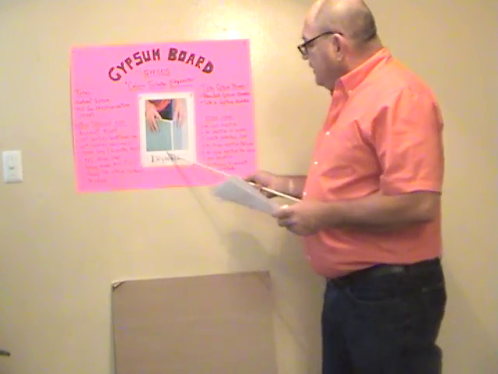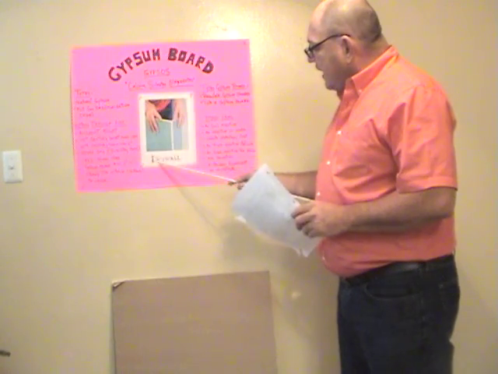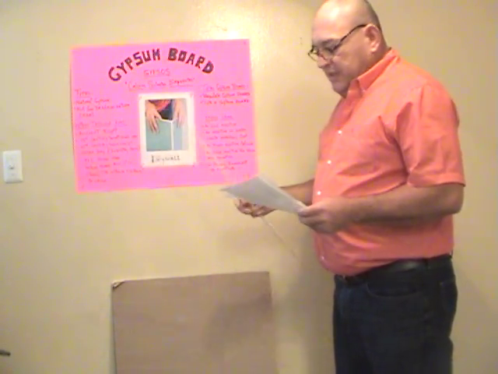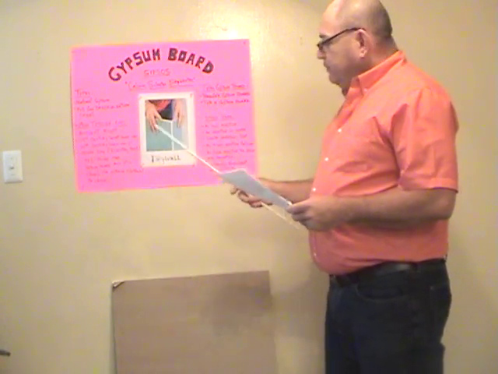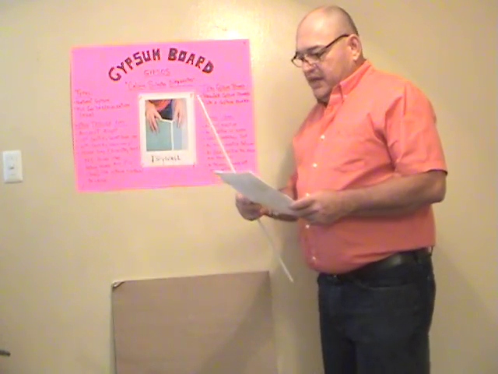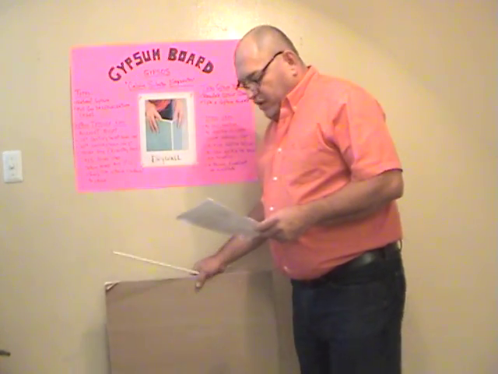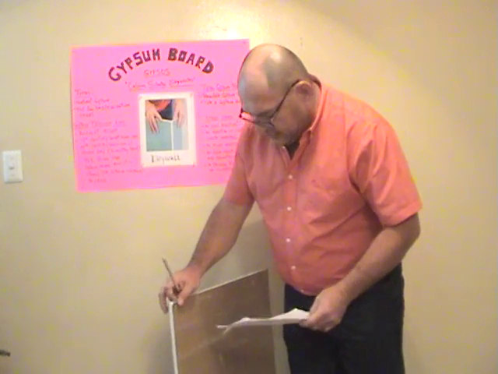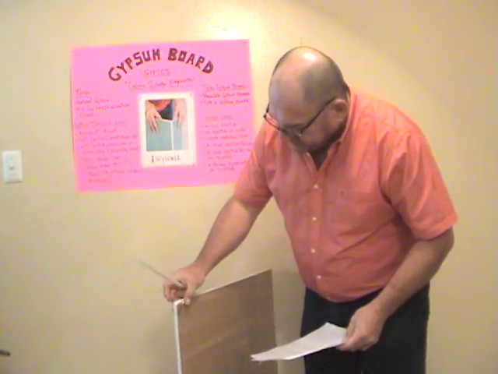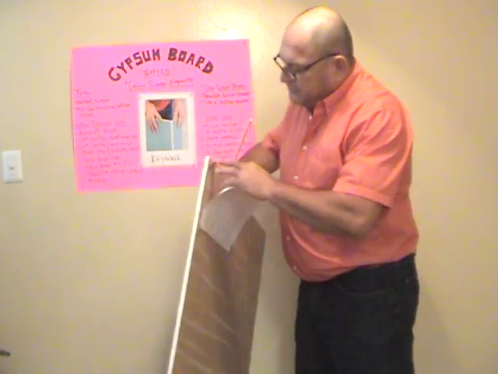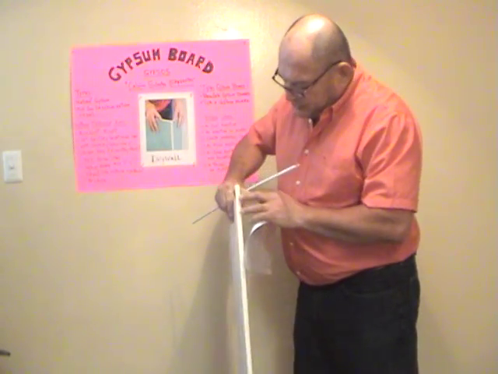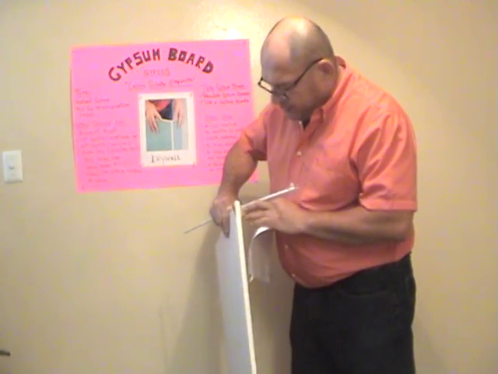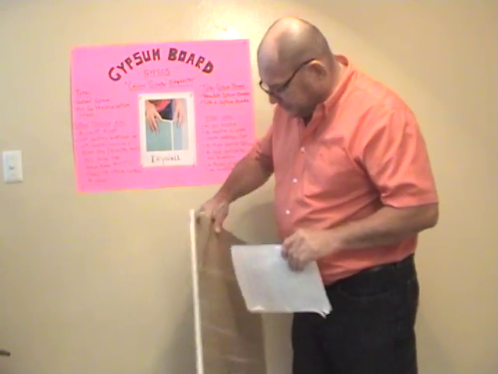Gypsum board, commonly known as drywall. That is the technical product name, drywall. It is manufactured as a specific board with a gypsum core and paper facing. It has two paper facings. In this piece of gypsum, you see clearly where the core is and where the paper facing is, on both sides.